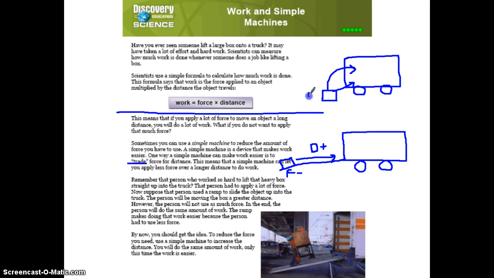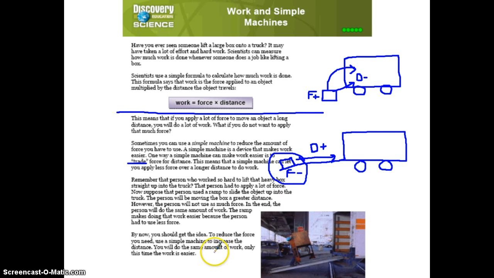For this example, I have to use more force. So here we've got an F plus. But my distance is shorter. There's my D minus. My distance is shorter. So that's what they were talking about here, where you trade the force for the distance. Here I went from greater force to less force, but I increased my distance. That's what that trade means. But because I had to use less force, that made the work easier for me.